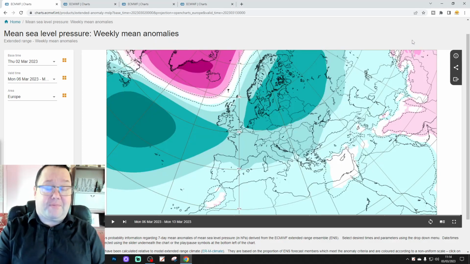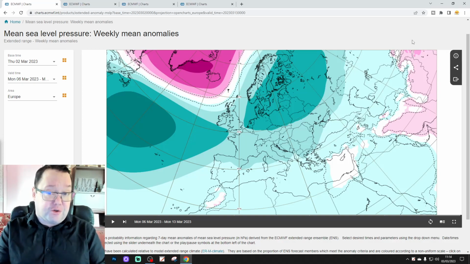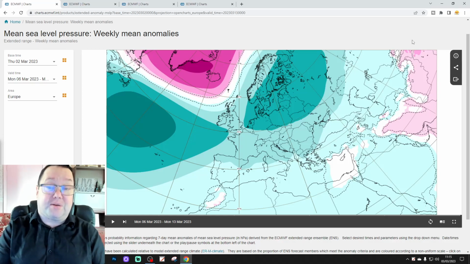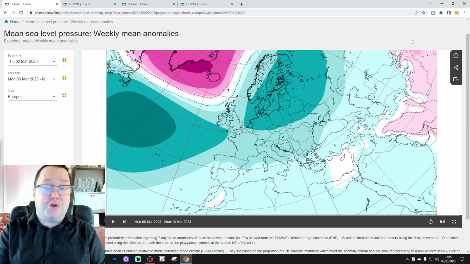We're going to have a look at the ECMWF extended model for today's second video. This is a UK and Ireland focused 6 weeks look. We are looking at mean sea level pressure, 500 millibar height, temperature and precipitation anomalies for the next 6 weeks.